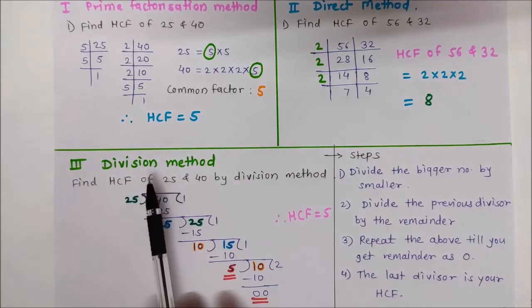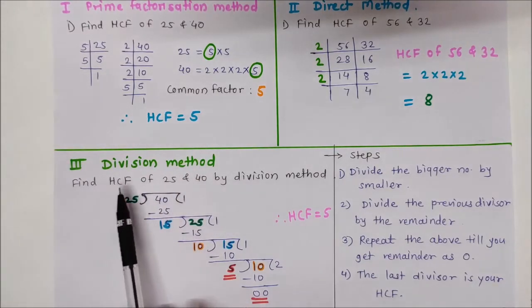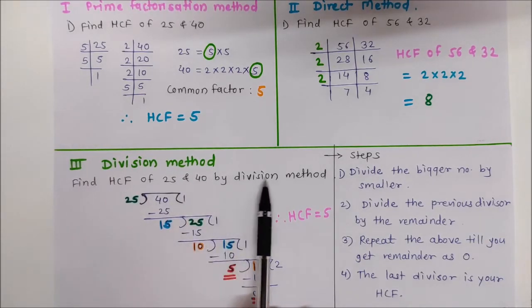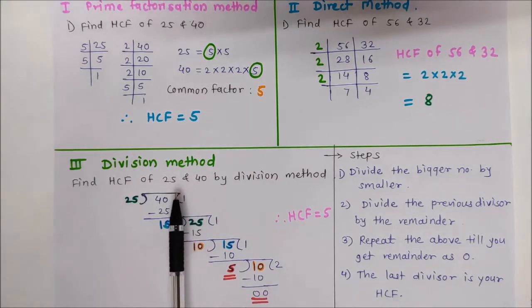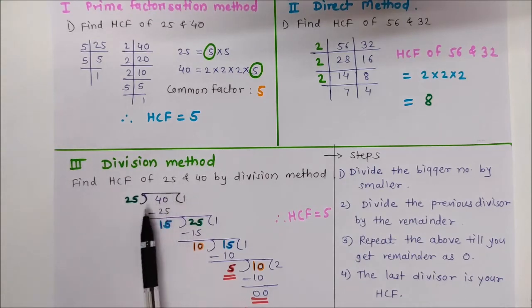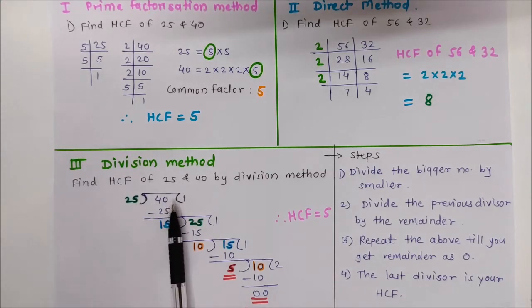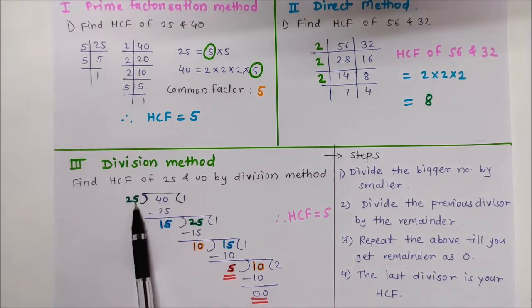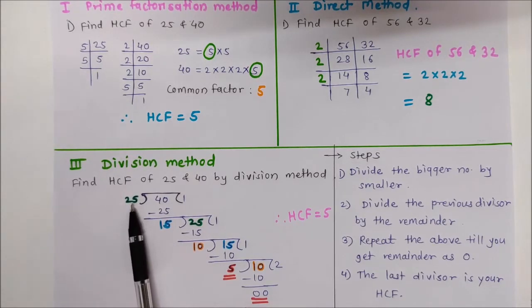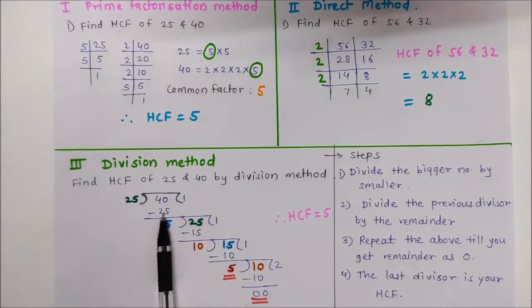Let us study the division method. Here find HCF of 25 and 40 by division method. Here first we have to check which is the bigger number. 40 is the bigger number and 25 is the smaller number. So divide the bigger number by the smaller number. First step is what? Divide the bigger number by the smaller number. So 40 divided by 25. So 25 ones are 25. Subtract that 25 from 40. So 40 minus 25 is equal to 15.